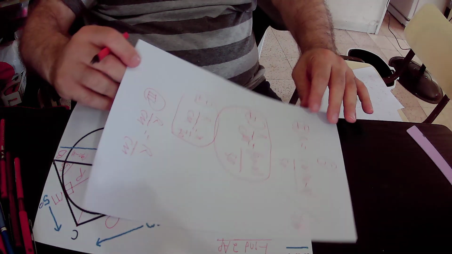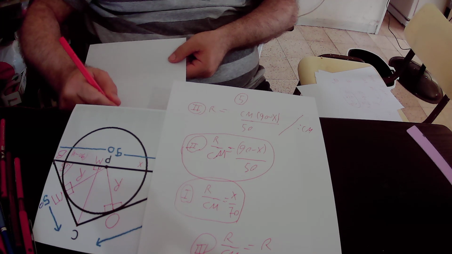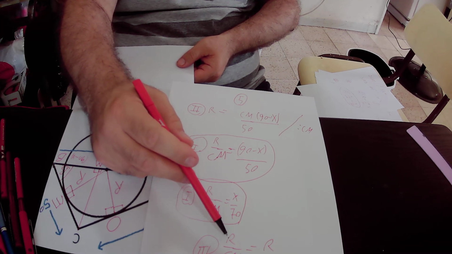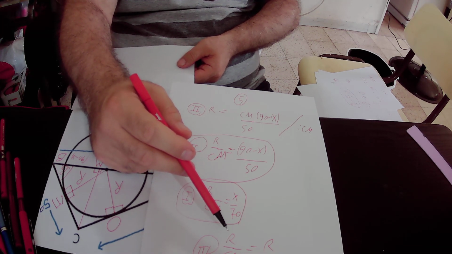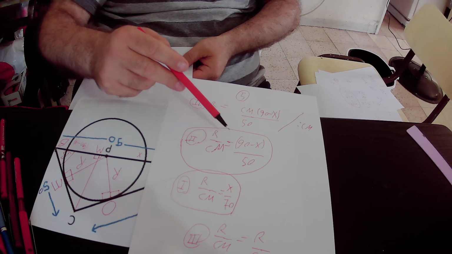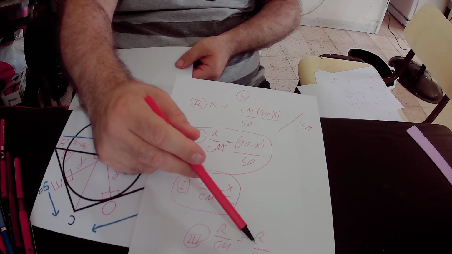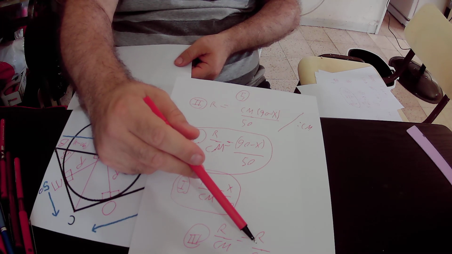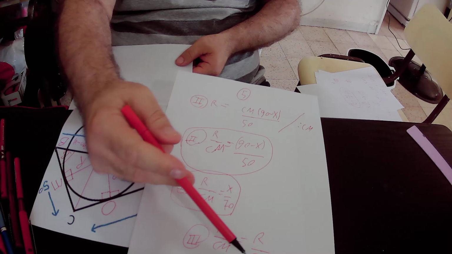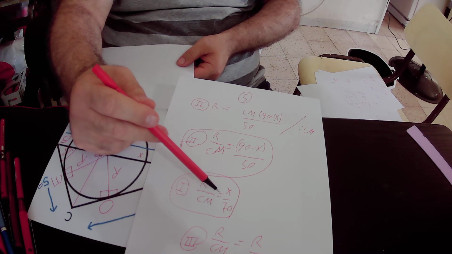Okay, so in the third equation we will substitute R over Cm by the value of R over Cm in the second equation, and then in this side of the equation we have also R over Cm, and we will substitute this expression R over Cm by the value of R over Cm in equation 1.